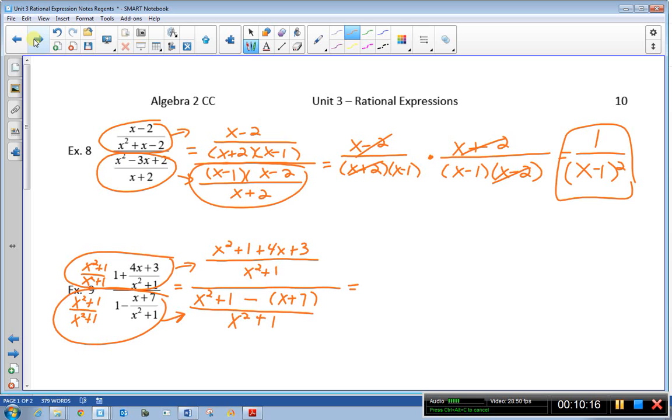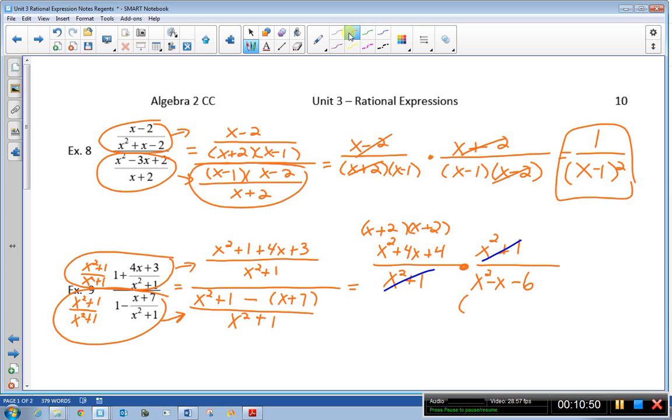Then I'm going to again multiply by the reciprocal and do some combining like terms here. So we have x squared plus 4x plus 4 over x squared plus 1 times x squared plus 1 over, this is going to be x squared minus x, and then it's 1 minus 7, so minus 6. So these cancel, but I don't know about the others until I factor them. So I'm going to do a little quick factor. So x plus 2, x plus 2, and x minus 3 and x plus 2, and there we go.